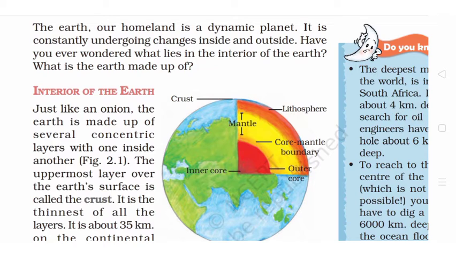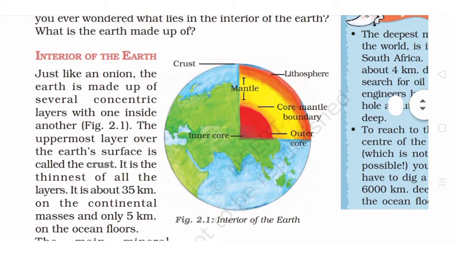Just like an onion, the earth is made up of several concentric layers with one inside another. As we know, an onion has many layers. In the same way, the earth is also made up of several layers, one inside another. If we see figure 2.1, the first layer is the crust, then the mantle, and then the core. So we will study them now.